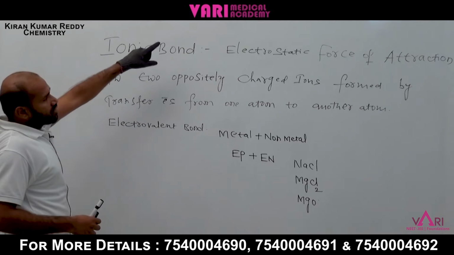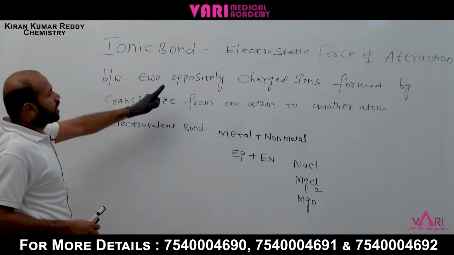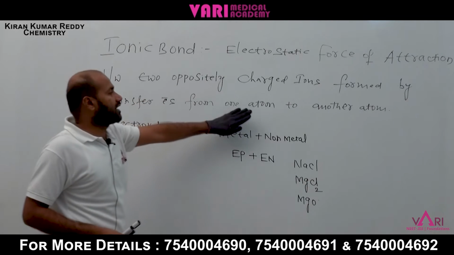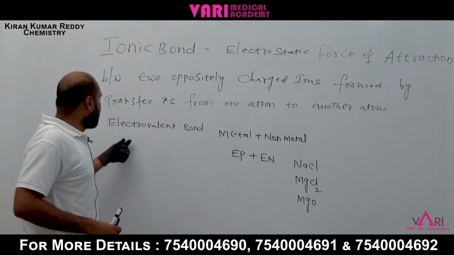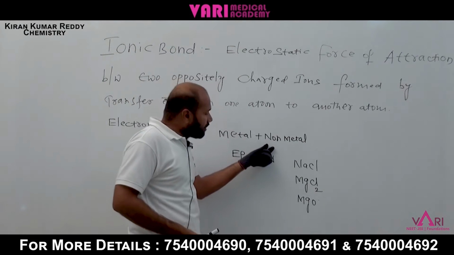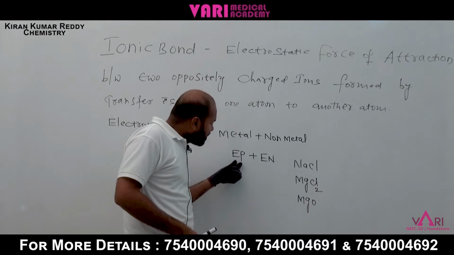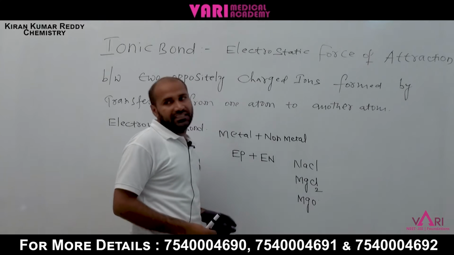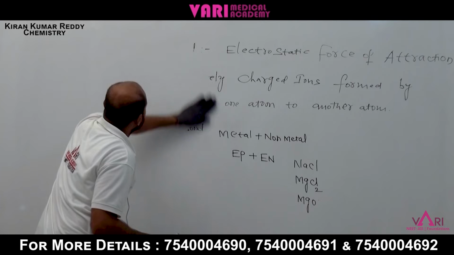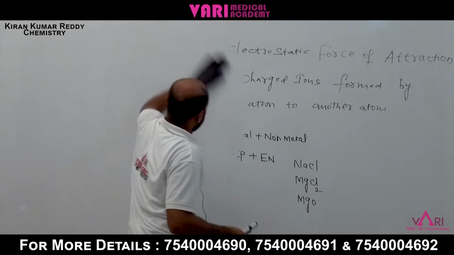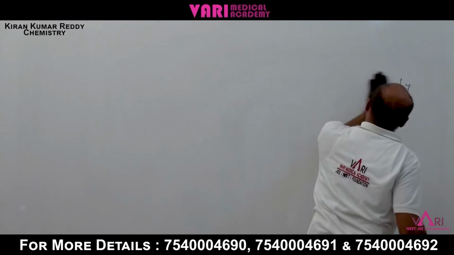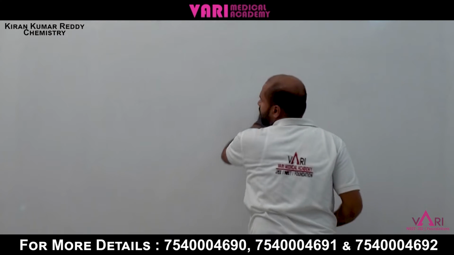Ionic bond is the electrostatic force of attraction between two oppositely charged ions formed by transfer of electrons from one atom to another atom. Another name is electrovalent bond, formed between metal plus non-metal. Metals are electropositive in nature, non-metals are electronegative. The example is NaCl. Why are the atoms involved in bonding?